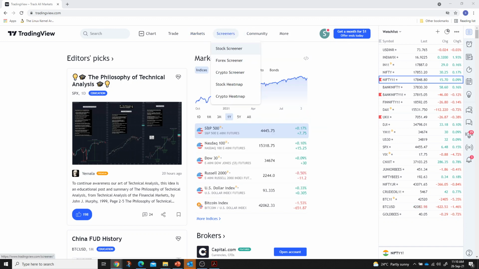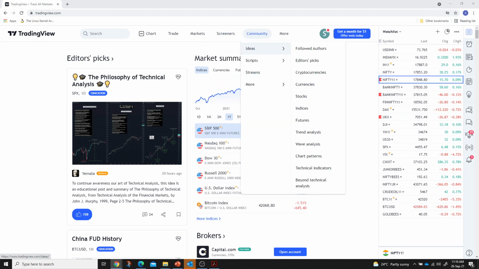Then there are screeners, so you can use stock screener. If you're trading in forex, you can use a forex screener, crypto, stock heat map, crypto heat map. We'll go into what these are. Then there is a very big community where I have learned through some authors. I have made a list. You can also follow them.